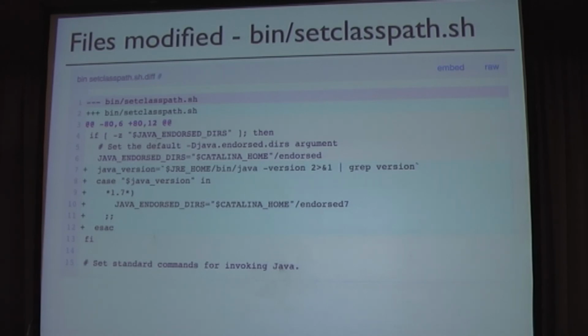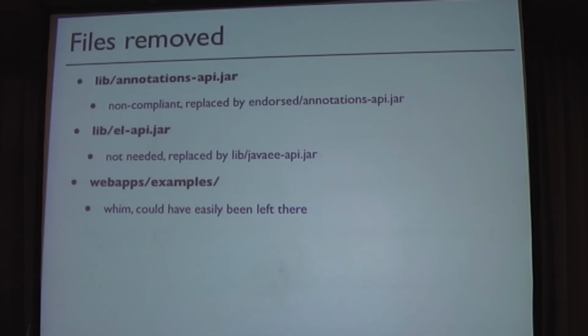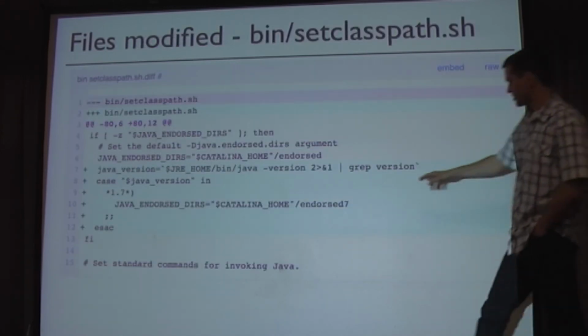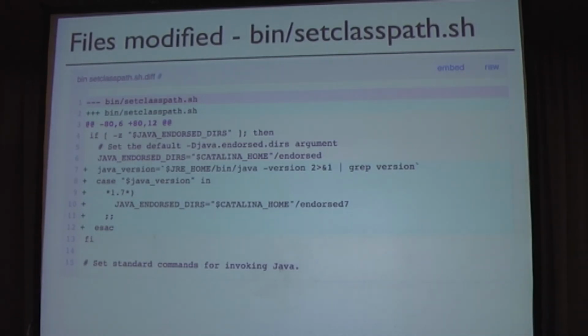Set class path, don't mention it. It's optional too. And actually, this directory, endorsed 7, doesn't exist in TomEE. That's the proof.